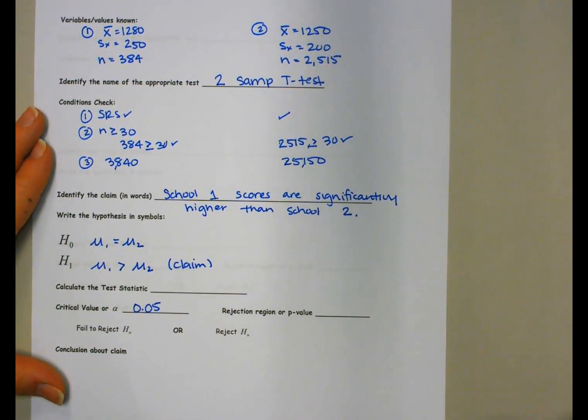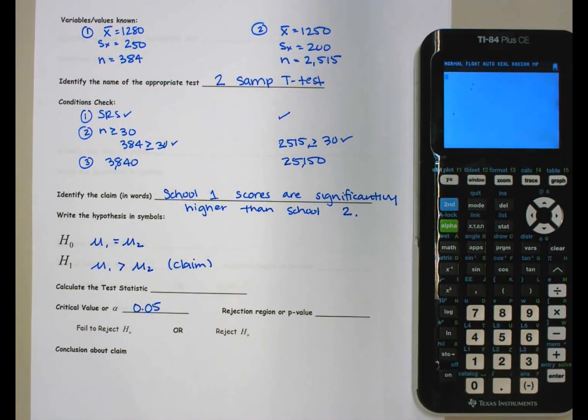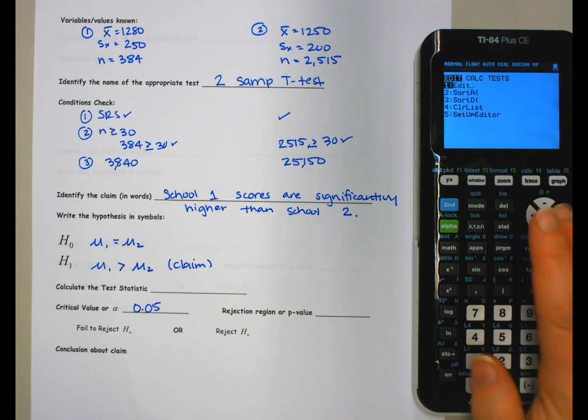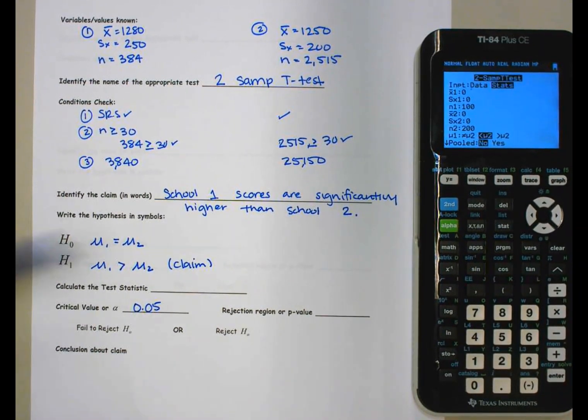All right, so we have all of our stuff written out at this point. So now we can go ahead and run our t-test. So we'll go stat test. We're going to go to our 2-sample t-test, number 4. And we're going to type in that data that we have.